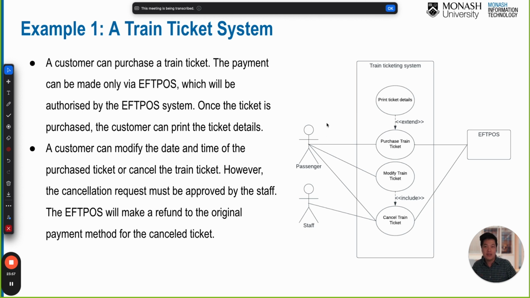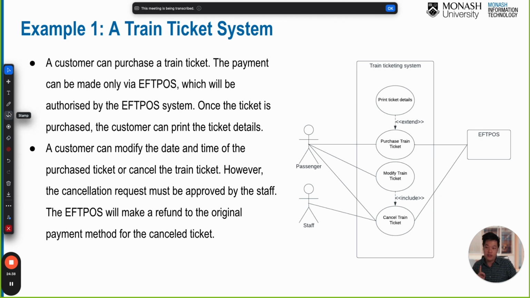Let me give a better example here: a train ticket system. This is the requirement. First, a customer can purchase a train ticket. The payment can be made only via EPOS, which will be authorized by the EPOS system. Once the ticket is purchased, the customer can print the ticket details. The second requirement: a customer can modify the date and time of the purchased ticket or cancel the train ticket. However, the cancellation request must be approved by the staff. The EPOS will make a refund to the original payment method for the canceled ticket.